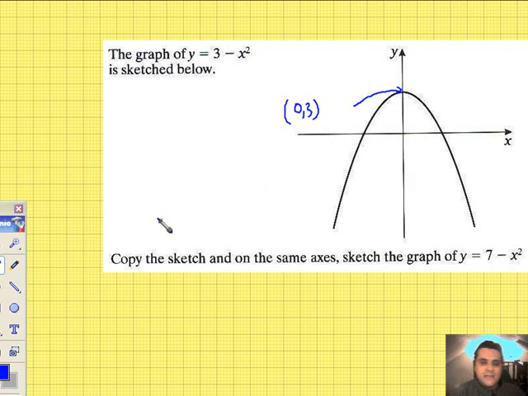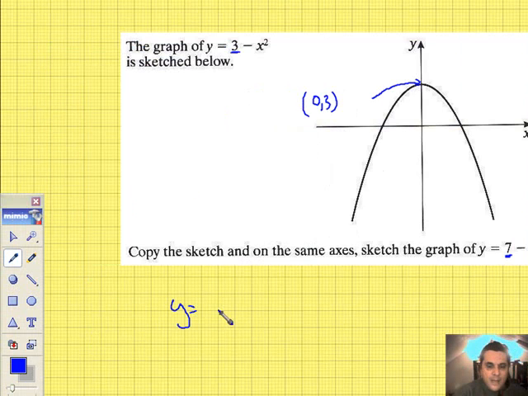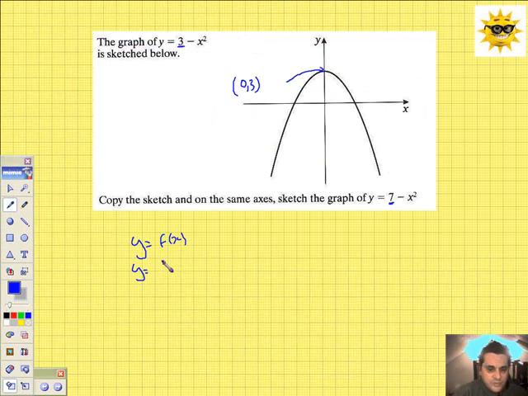It says copy the sketch on the same axes, and sketch the graph of 7 minus x squared. Well, if it's minus x squared, it's going to be exactly the same shape, but pass through the point (0, 7) instead of (0, 3). So what's happened? Let me explain it in more detail. I've got the function y equals f of x, and I've gone from 3 up to 7. So really I've gone y equals some sort of function of x, and then I've added 4.